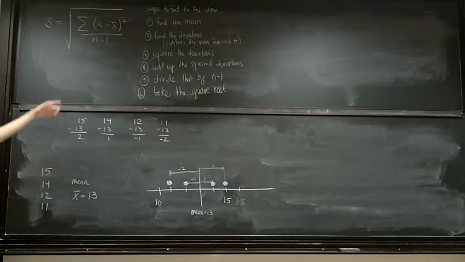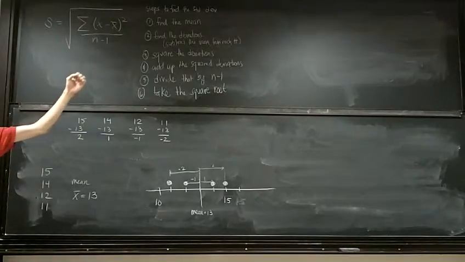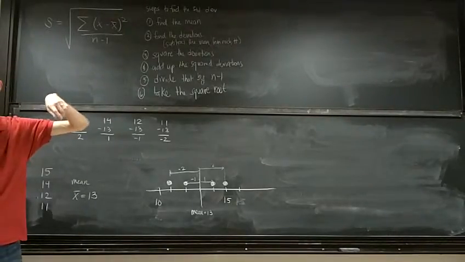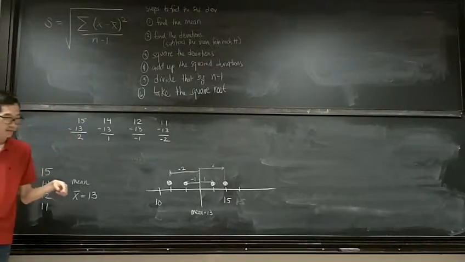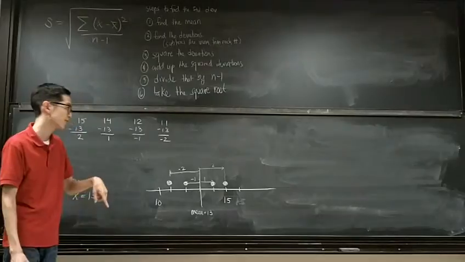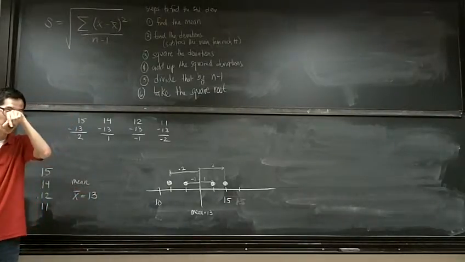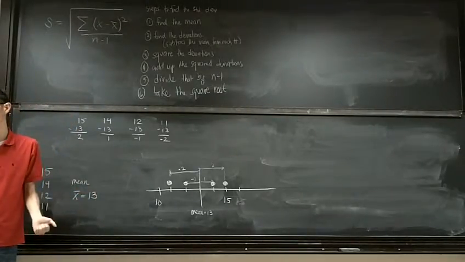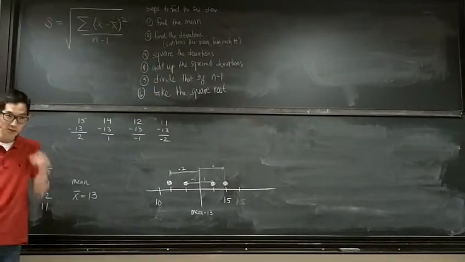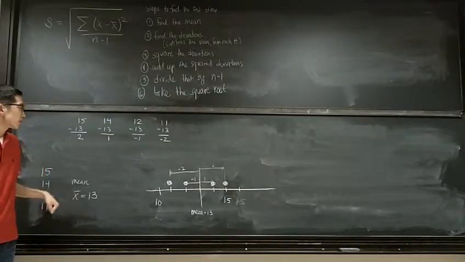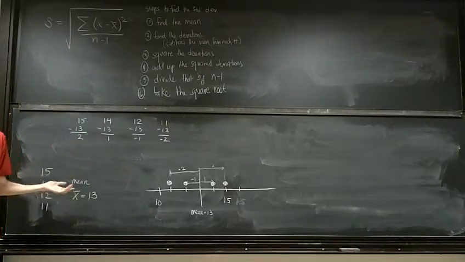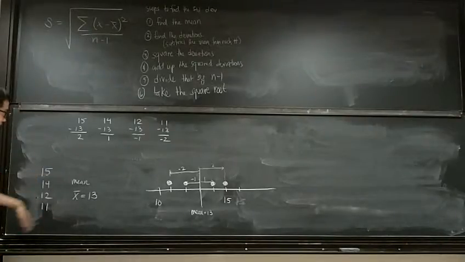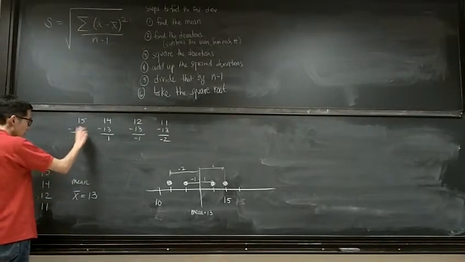What's step 3? Square the deviations. What does it mean to square something? Multiply it by itself. Good. Squaring is not the square root. Squaring is multiplying by itself. What happens when you multiply a negative number by itself? It becomes positive. So if we square all of these numbers, all of our numbers will be positive. It's a common mistake: students square numbers and get negatives. Don't do that.